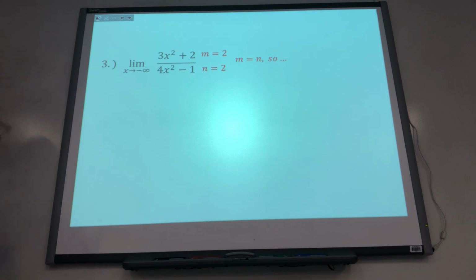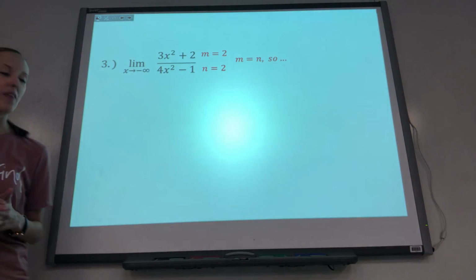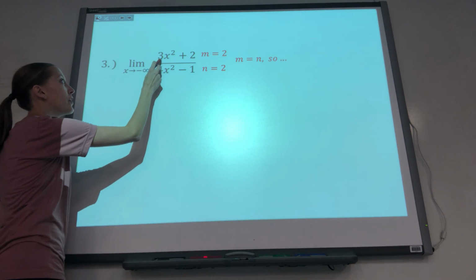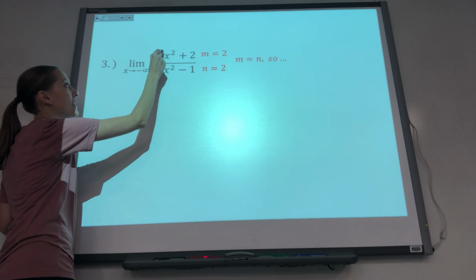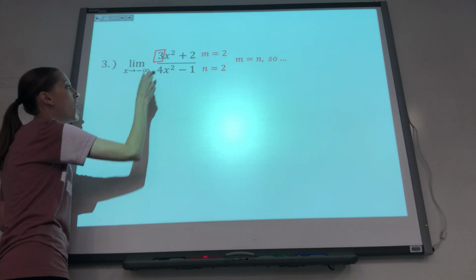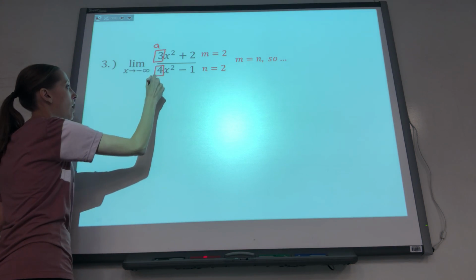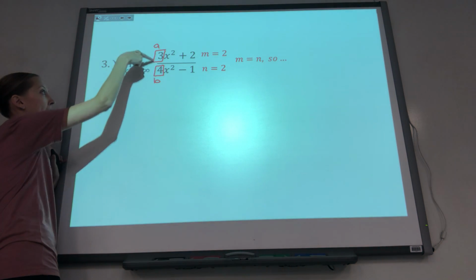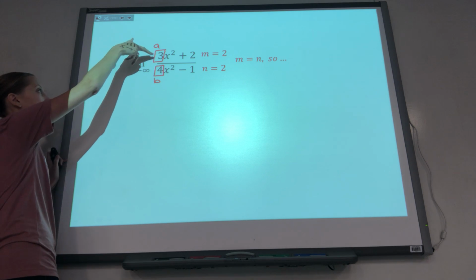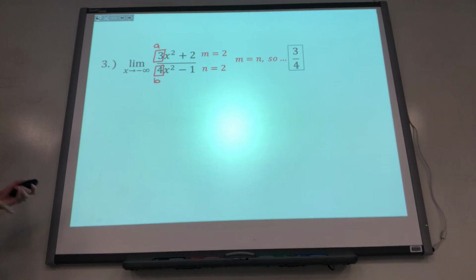So you don't have to worry about very big numbers, very small numbers. Look for the coefficient of the biggest power of x on top, coefficient of the biggest power of x on bottom. That's like your a and b. So all I have to do is put a over b, and that would be my limit. The limit would just equal 3/4. So, okey-doke, m equals n. Not nearly as much work for that one.